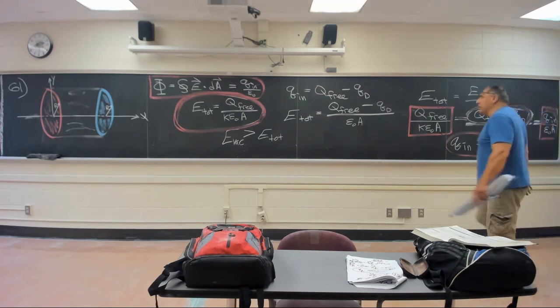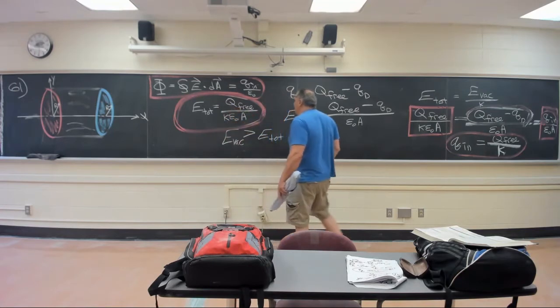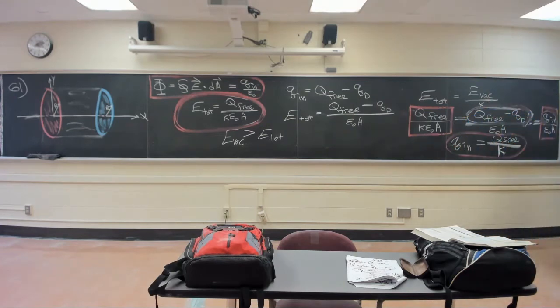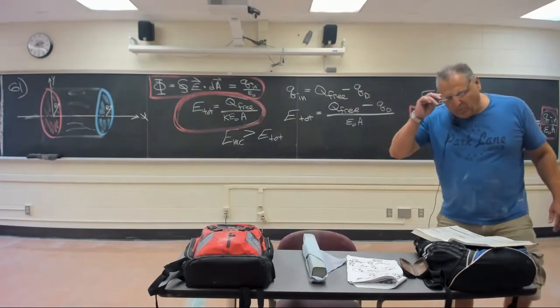If Q in is Q free over kappa, well, here's your Q in. It was Q in divided by epsilon naught A as a general rule. What would it have been in a vacuum? It'd be Q free. It's as though the aggregate amount of charge is, the big thing is, the Q in is kappa times smaller than Q free. Okay, so that's some of the argument that takes place with this. They explain it really, really well in the book.